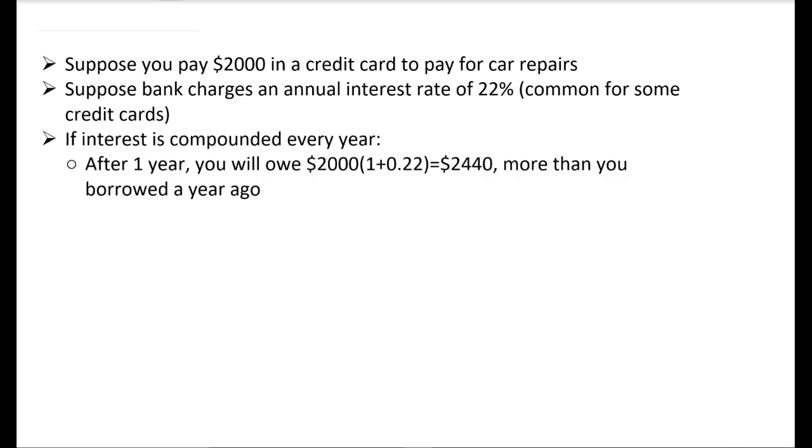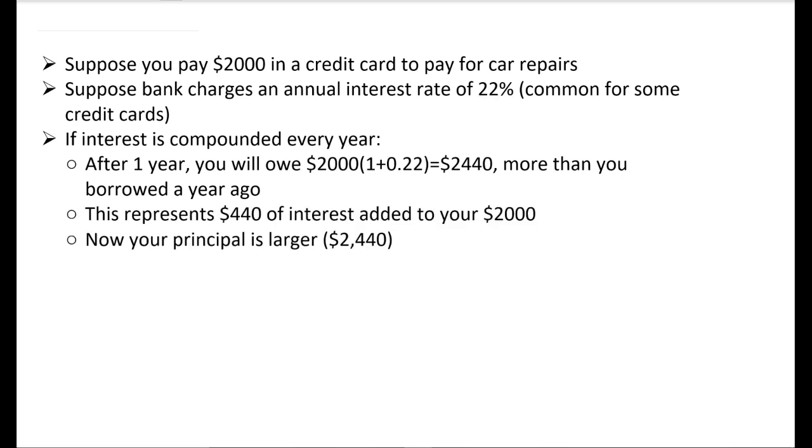Then let's say interest is compounded every year. So interest is being charged every year. After 1 year, you're going to owe 2,000 times 1 plus 0.22. This is because 22% gets converted to a decimal. Using that formula, after 1 year, you're going to owe $2,440. Notice that this is more than you borrowed a year ago. How much more? Well, $440 more. So that amount that was added to your initial principal of $2,000 is the interest, $440. So now your principal is larger, $2,440. So now you owe that much at the end of the year.